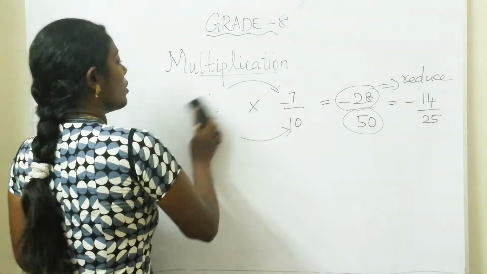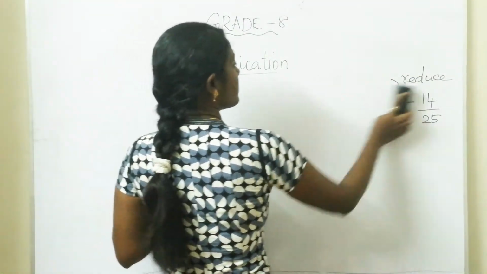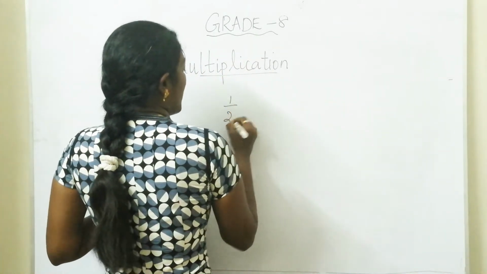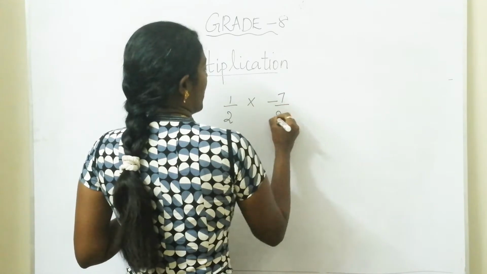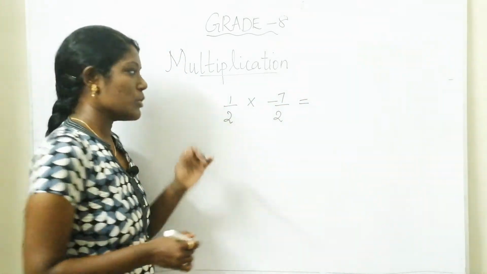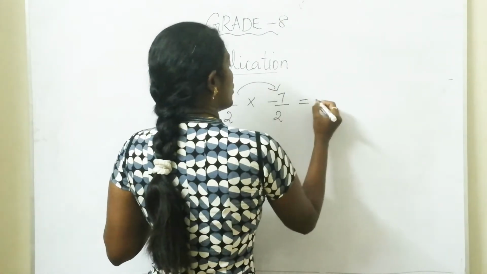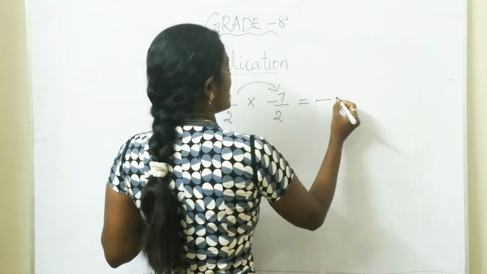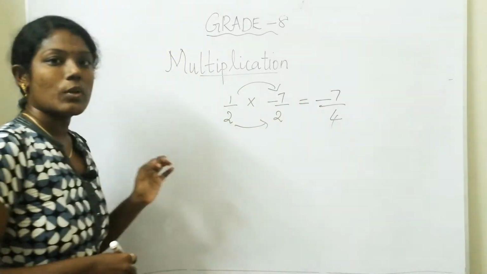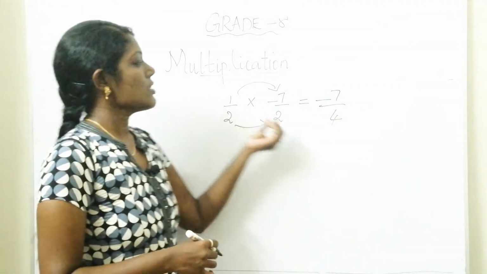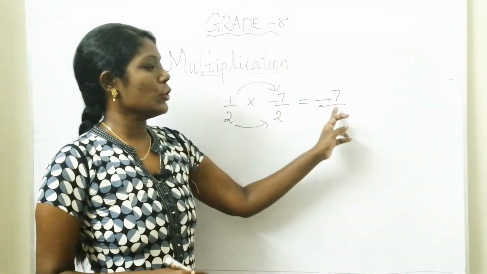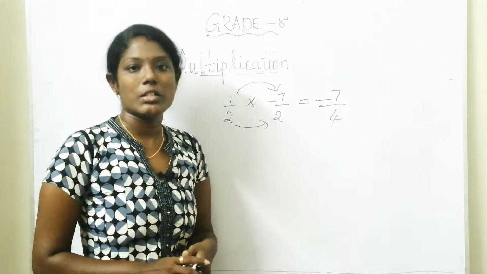What happens if I'm going to multiply with same denominator? 1 by 2 into minus 7 by 2. So these are same denominators. Even in same denominators, I'll multiply the numerators first. Minus 7 into 1 is minus 7. 2 2s are 4. So this will be my answer. So even if it is same denominators or different denominators, first I'll multiply the numerators, then I'll multiply my denominators.